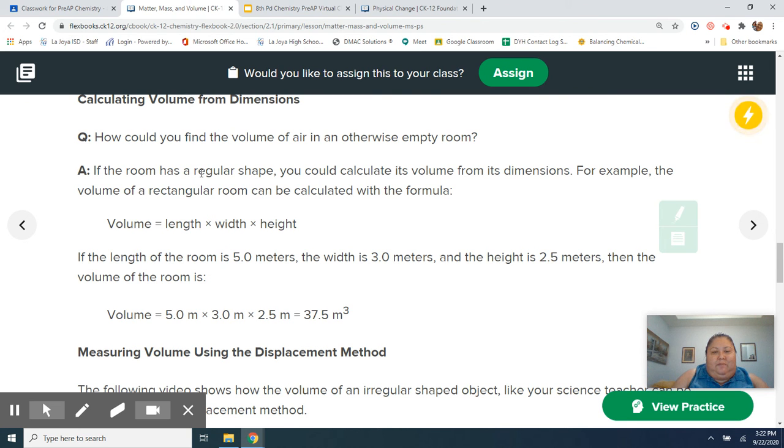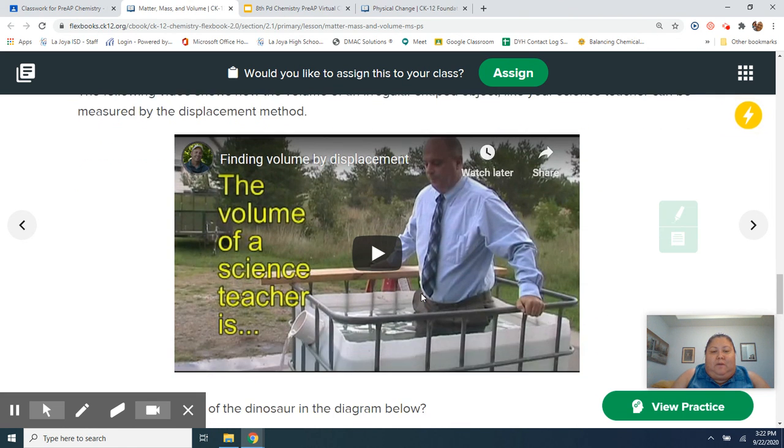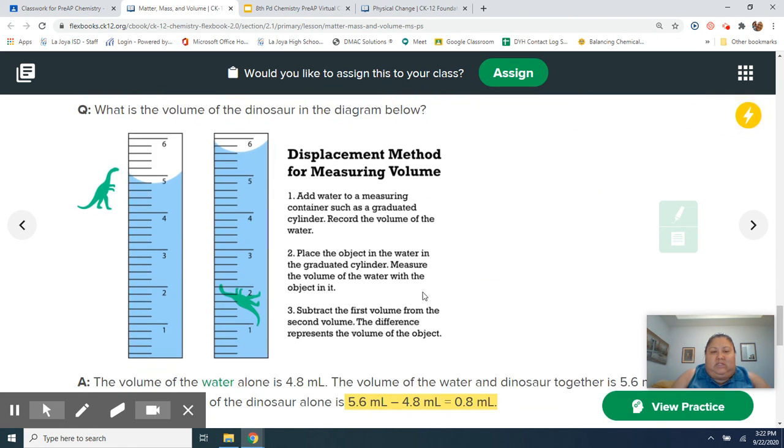Here are some examples on how to calculate volume when you have length, width, and height. You just multiply, right? And you've learned that from past classes. I'm not going to really go into that. But water displacement is displayed here.